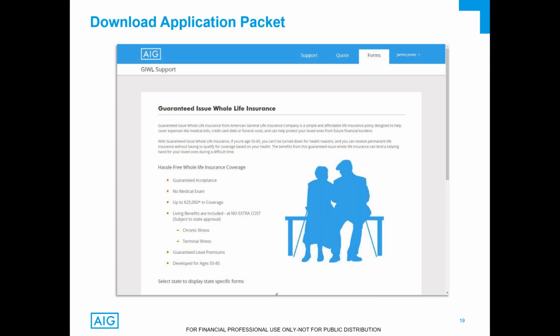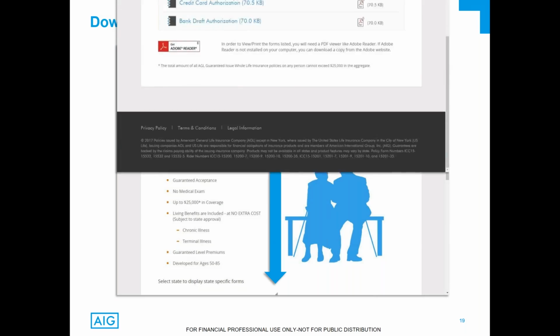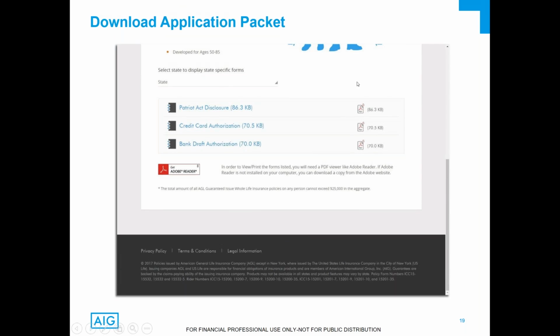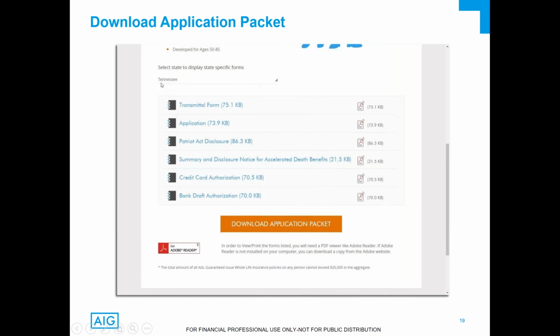We prefer the electronic application method, but for those of you who want to do the paper application process, if you remember on that home screen after you've logged in, you'll see forms at the top. You'll click on forms, and then right here it says select your state to display the state-specific form. So you'll click that drop-down to select your state. Once you've done so, you'll see all of the appropriate forms for that state. You'll click download the application packet, and then you'll print the application kit yourself to get it filled out and signed.